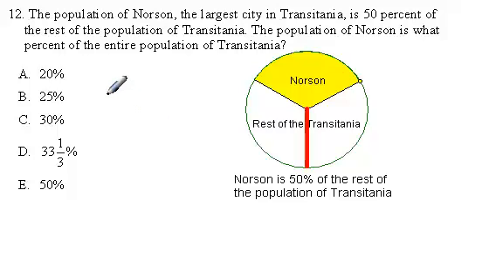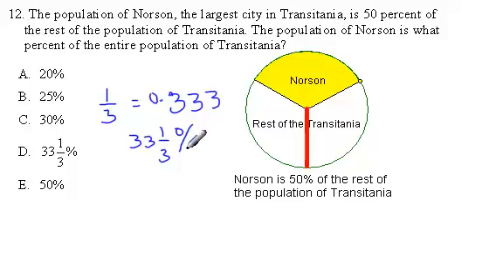So it is going to be 1/3 of the entire country population, and 1/3 means it is 0.333, which is 33 and 1/3%, and that is the answer.